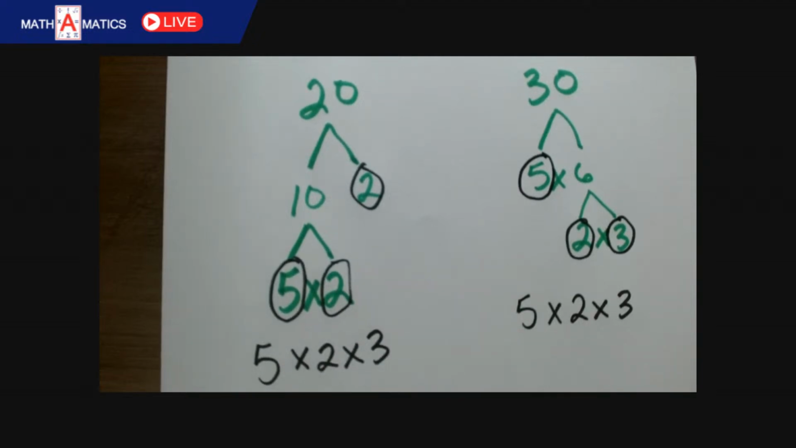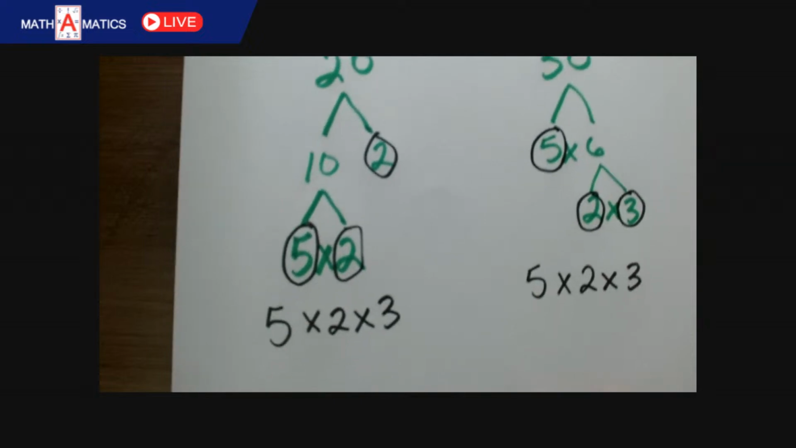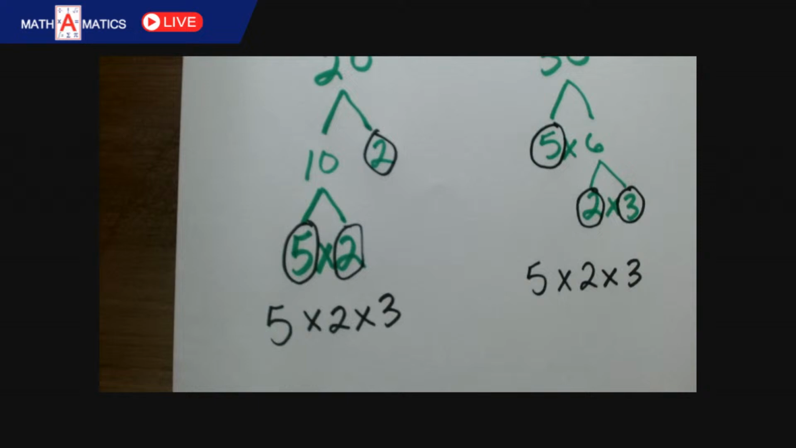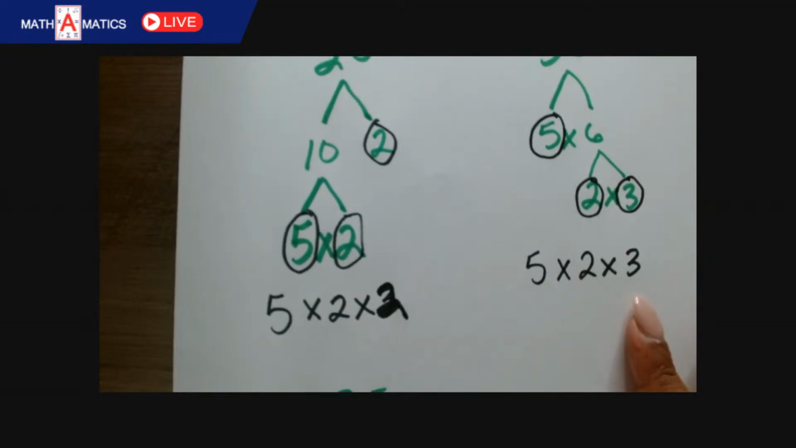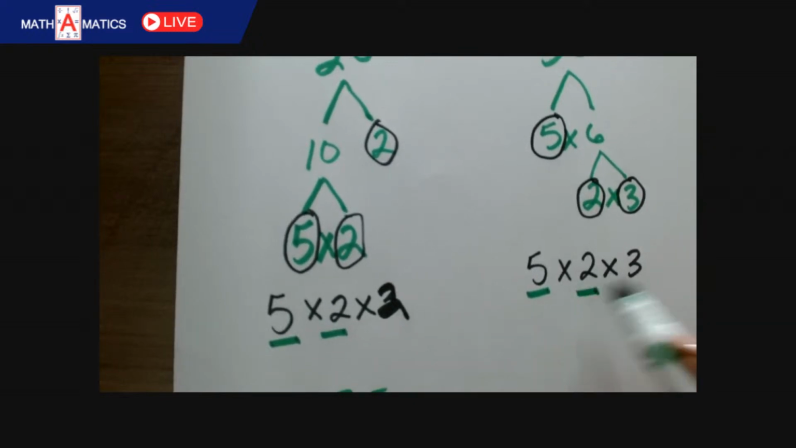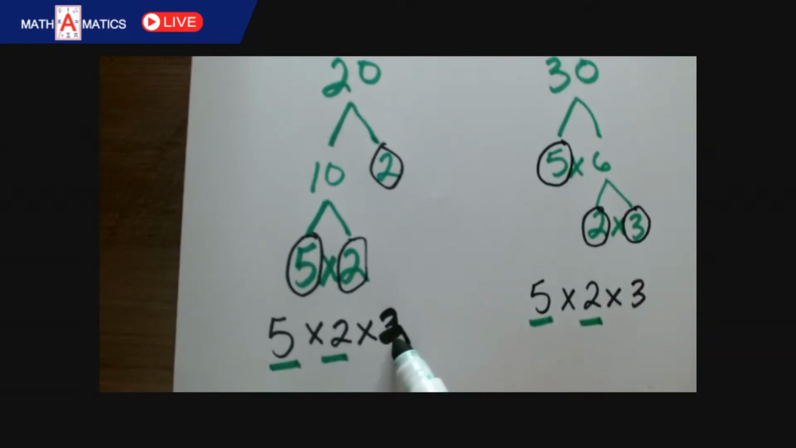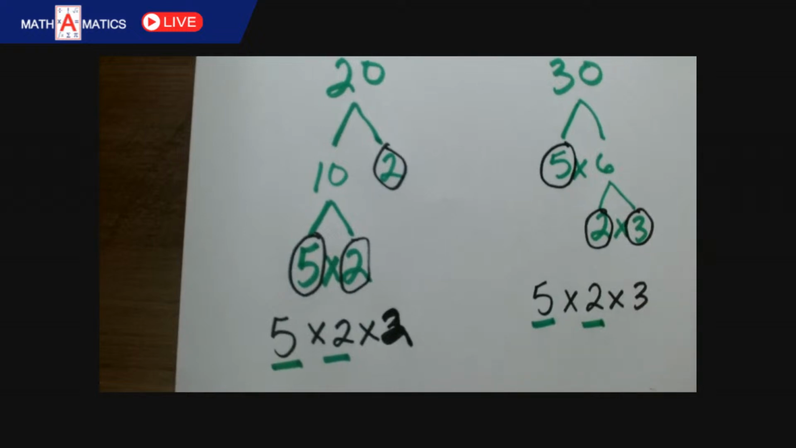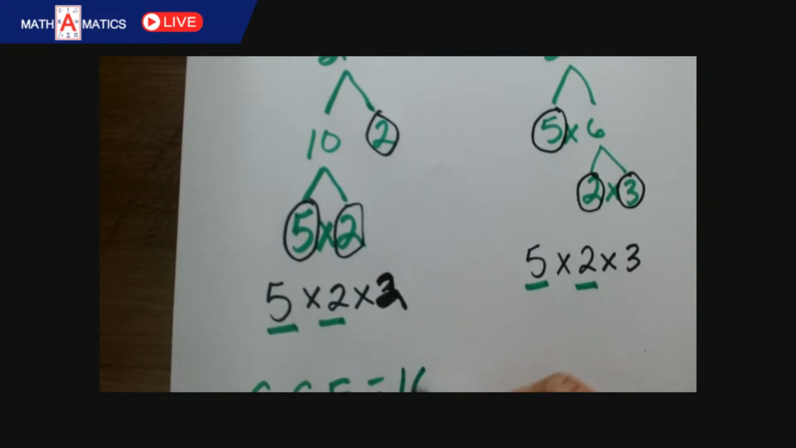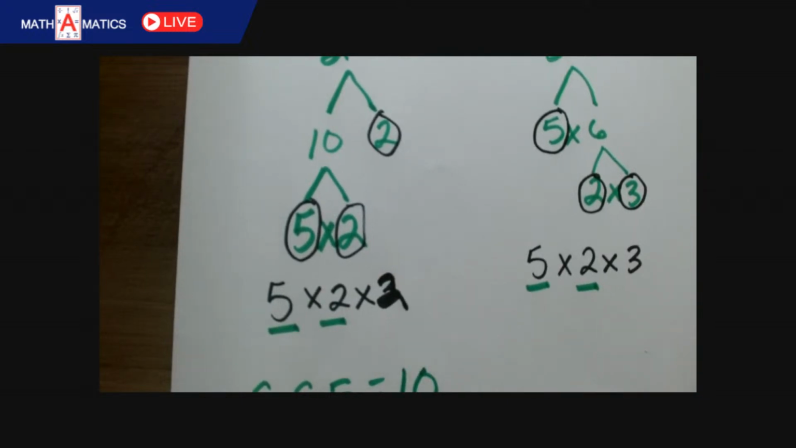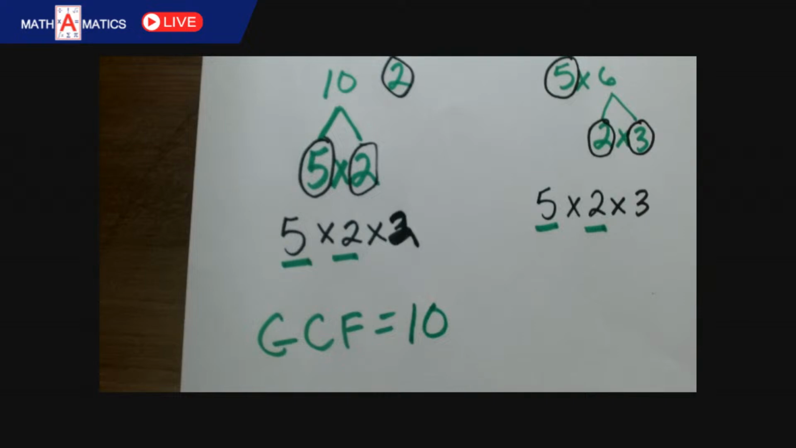Now, how we actually find our GCF, the greatest common factor here. Oh, I made a mistake. This is supposed to be a 2. Okay. It is what factors are in common for both of them? Well, they both have 5. They both have 2. This 20 has a 2 and this one has a 3, so we won't count that. And then you multiply those factors together. So 5 times 2 is 10. So our greatest common factor for 20 and 30 would be 10.